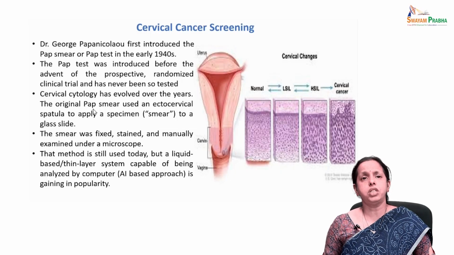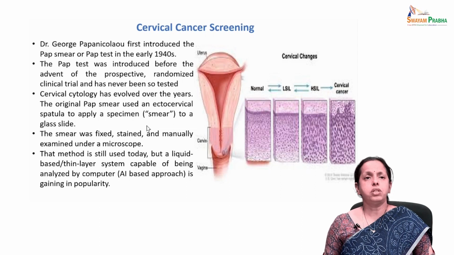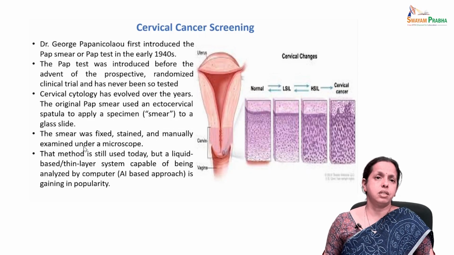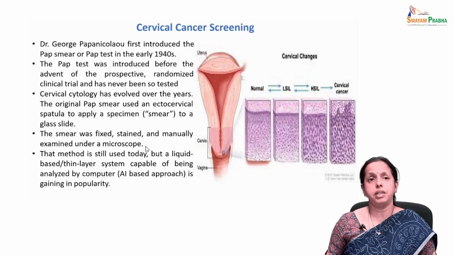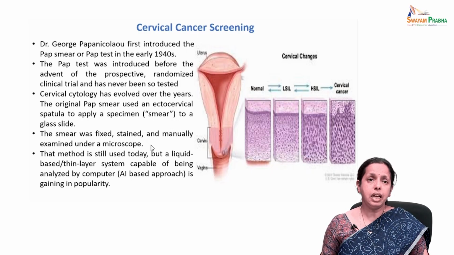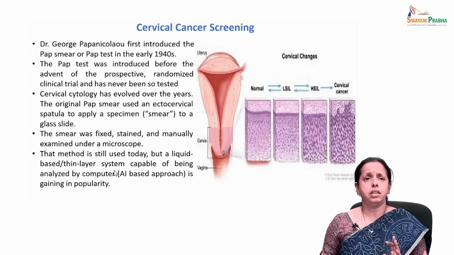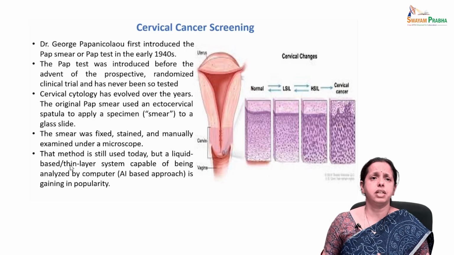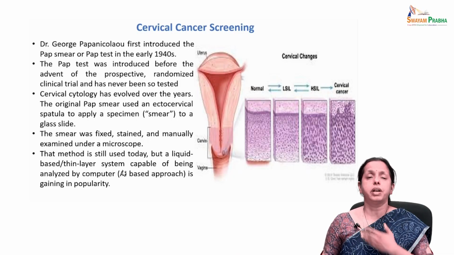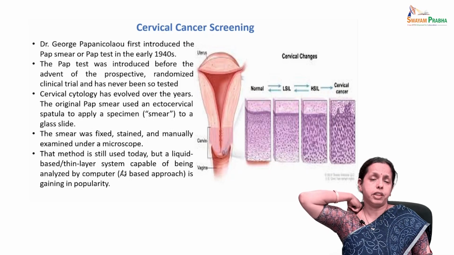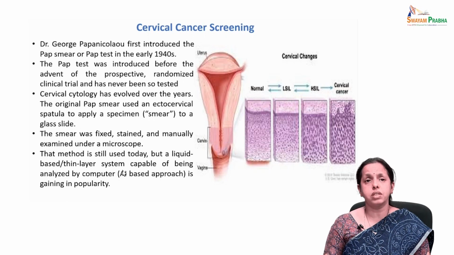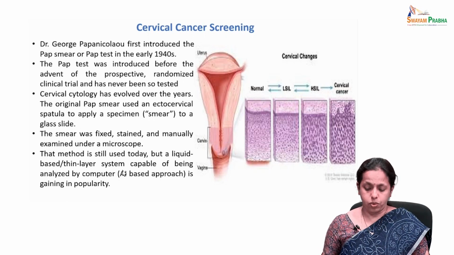The original pap smear used an ectocervical spatula to apply a specimen to a glass slide. Then the smear was fixed, stained and manually examined under the microscope, and it is still being used very widely. But we have a variation with the liquid-based thin layer system. Because the pap smear requires a pathologist to grade it, now there is much AI coming into place, and the slide grading is also happening via an AI-based approach.